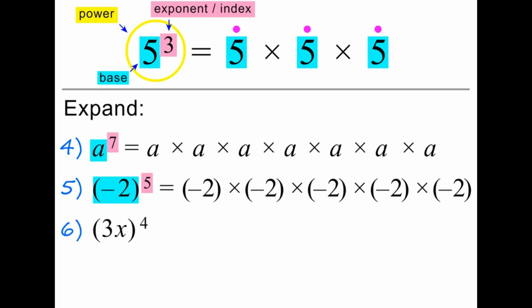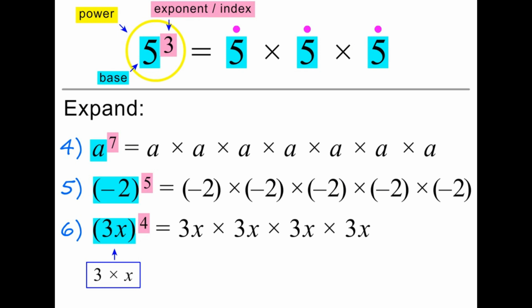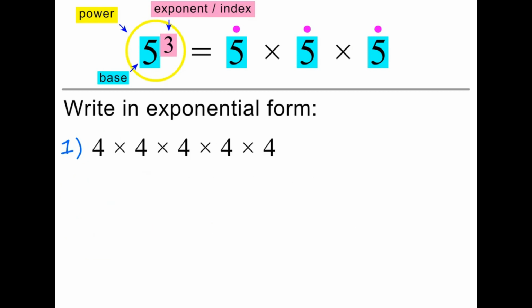In the next example, we are asked to expand 3x all to the power of 4. The base is 3x, which is just shorthand for 3 times x. And the exponent is 4. This means we need to multiply 3x by itself 4 times. Please pause to check. You can also be asked to do this the other way round. In other words, where we need to write the expanded form in exponential form.